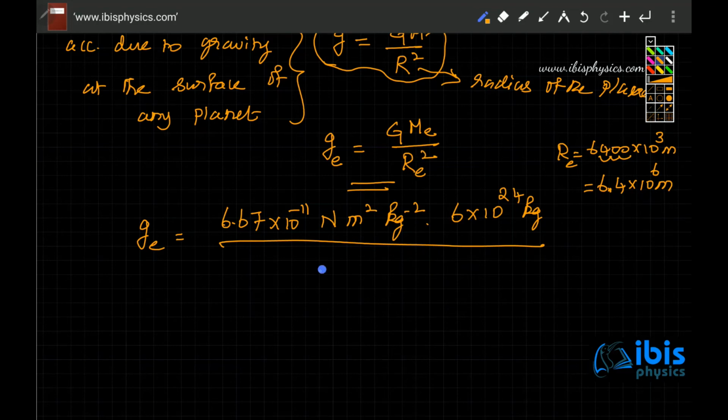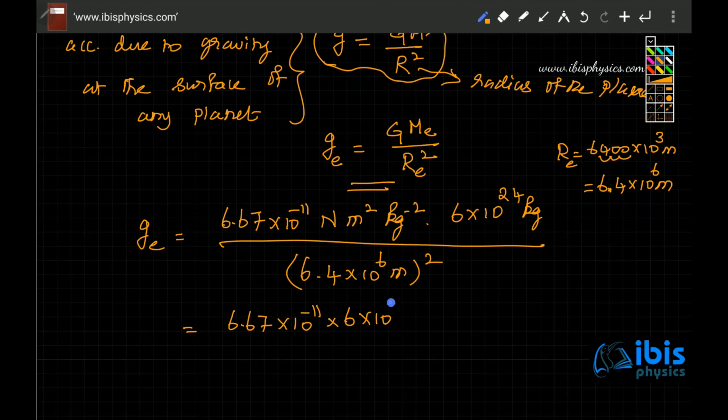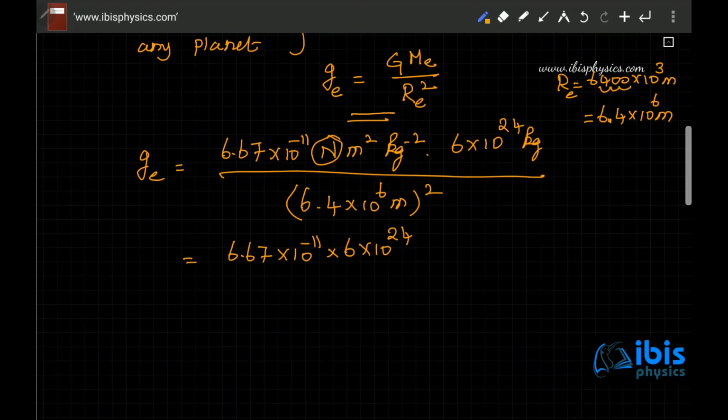So radius of the Earth square means 6.4 into 10 power 6 meter whole square. Then 6.67 into 10 power minus 11. I am just bringing all the values together. 6 into 10 power 24, and Newton meter square per kilogram square. Newton is the unit of force. We know that. Let me write it here separately.